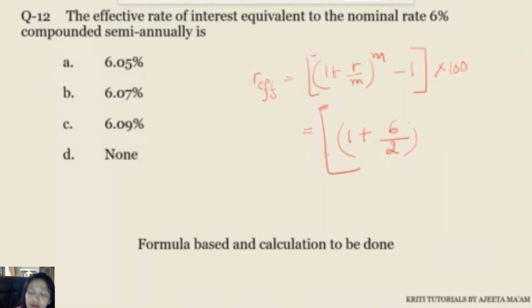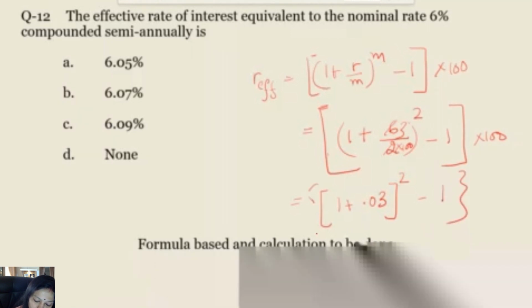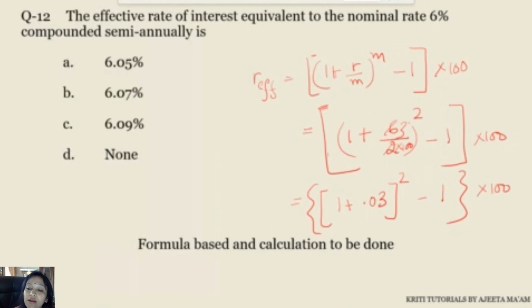Let's make it more clear. So now again 2, minus 1, into 100. So that will give you the effective rate of interest. Now what will you do? 1 plus, now the rate of interest has to be put in percentage, so we can make it by 100 as well. So what will I get? 3 by 100. Now again I change the brackets. Now 1.03 raised to 2.